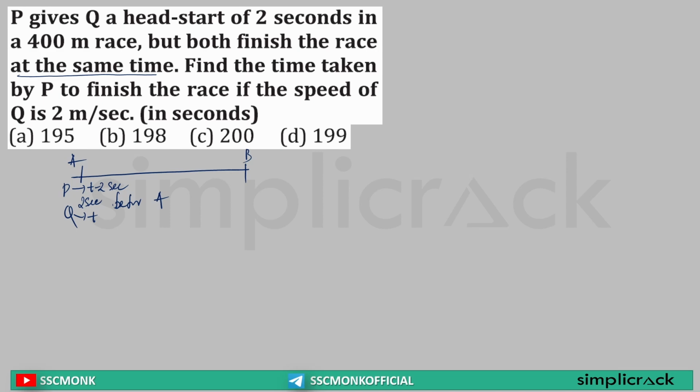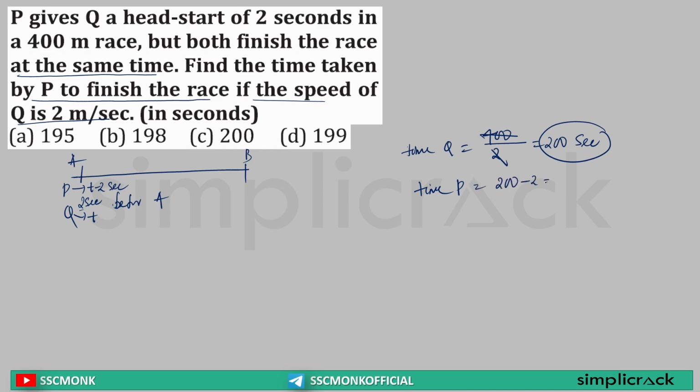Yes. Now, sir, what is happening here? Find the time taken by P to finish the race if the speed of Q is 2 meter per second. Sir, time of Q is equal to total distance 400 meter divided by its speed 2 meter per second, that is 200. That means Q takes 200 seconds. Now, P is beating Q by 2 seconds. That means the time taken by P is equal to 200 minus 2, that is 198 seconds. As simple as it is. Yes or no? Clear? Sorted?